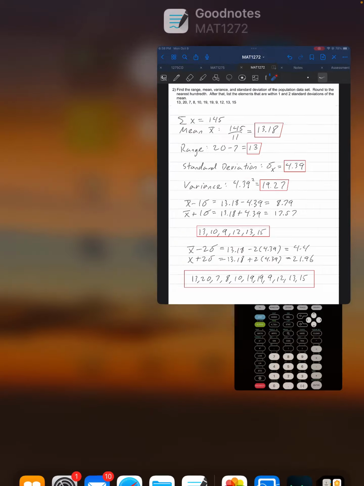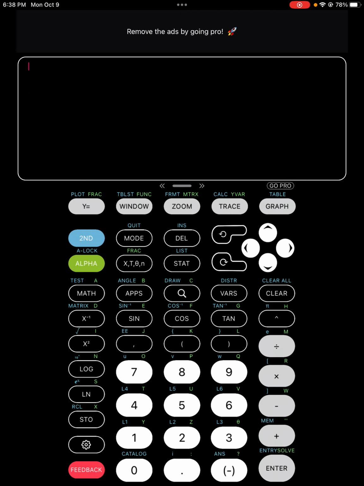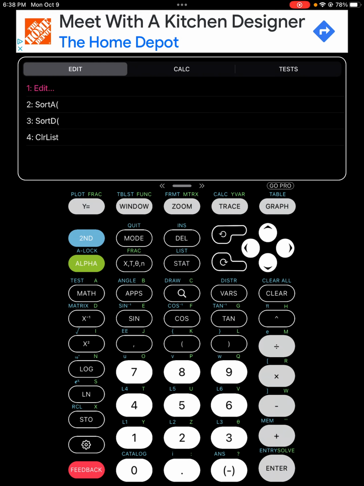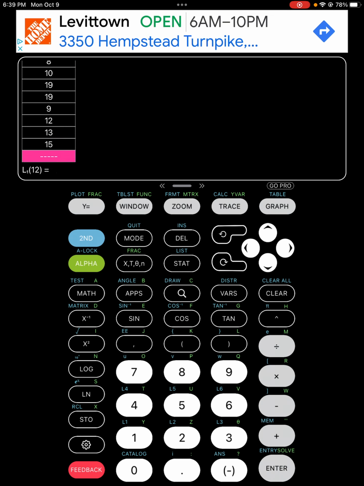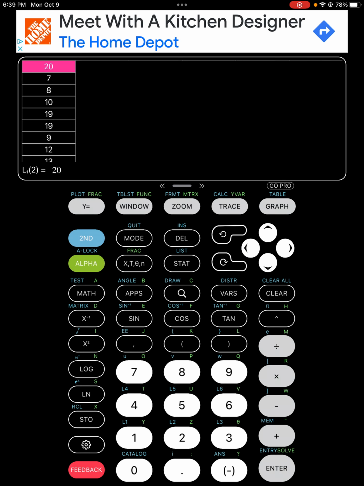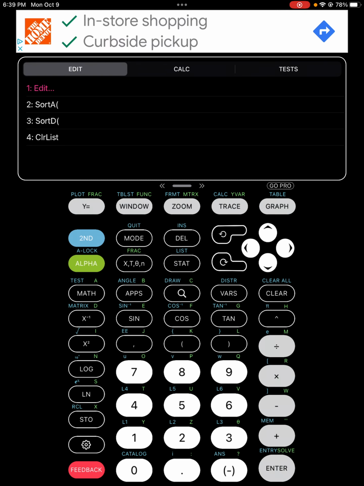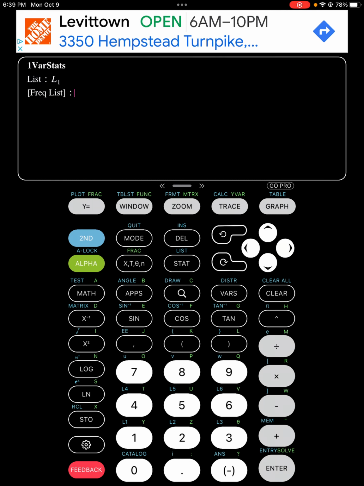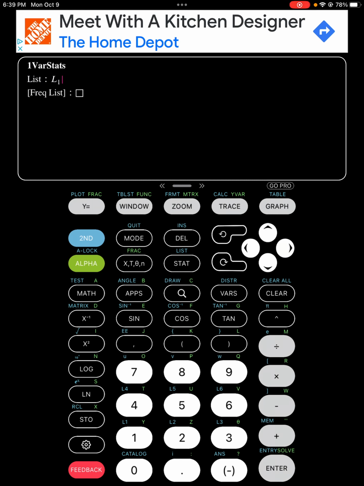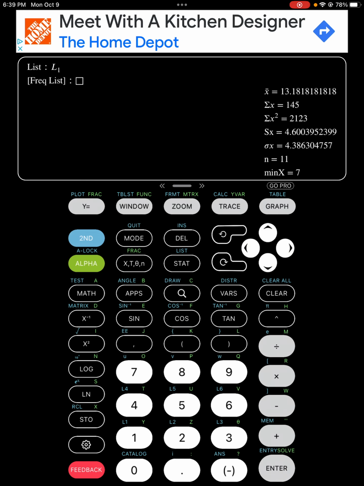Now there is a way to use the calculator. Let's take a look at that. This is a TI-84 simulator. So if we hit Stat and we hit Edit, you can see that I have already entered the data into L1. So let's hit Stat again, move over to Calc, and hit One Variable Statistics. Make sure this list over here includes the list that your data is populated in. And hit Enter.